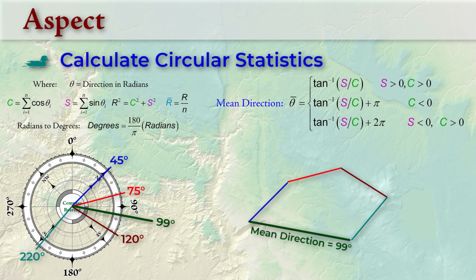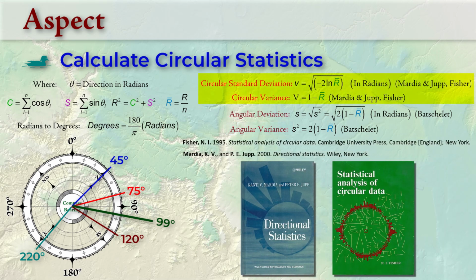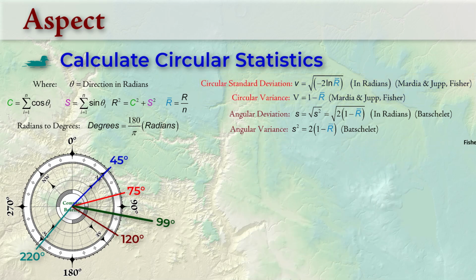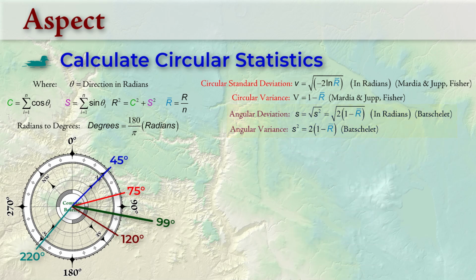So what about dispersion? There are two common measures of circular dispersion. Just like normal statistics, both of these circular measures have versions analogous to the traditional standard deviation and the variance. I took these equations for circular variance and circular standard deviation from both Mardia and Jupp's book, Directional Statistics, and also Fisher's book, The Statistical Analysis of Circular Data. It's kind of a classic text on circular stats.